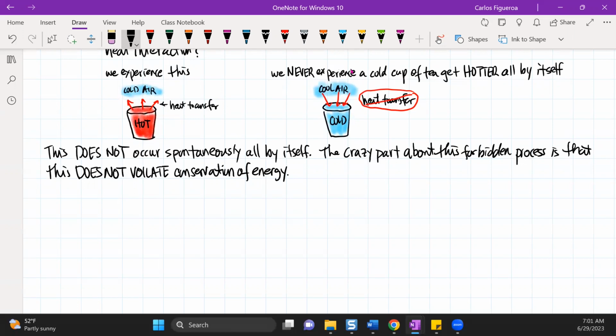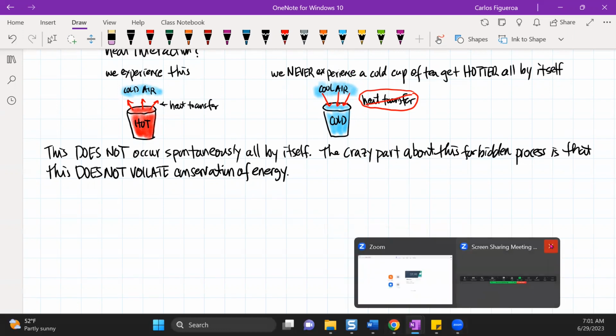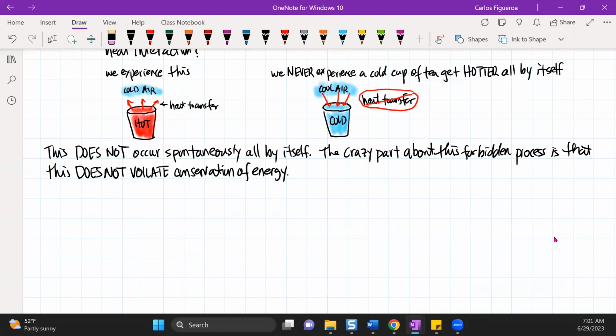So, according to conservation of energy, this process is possible, but it doesn't occur. It never occurs.